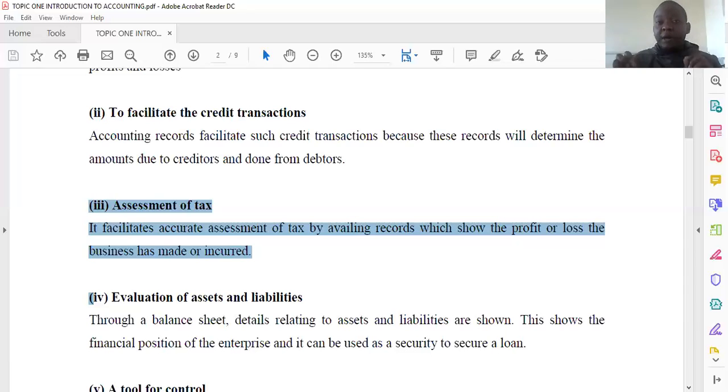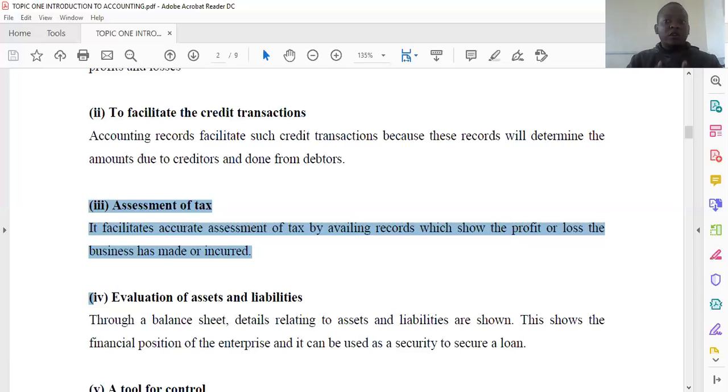We also need a proper accounting system to help us in paying taxes like VAT. We pay VAT on our sales and purchases. If our sales and purchases have not been properly recorded, then we will just be guessing how much VAT we are going to pay to the government, in which case we may overpay or underpay, which in both cases is a problem to the business.